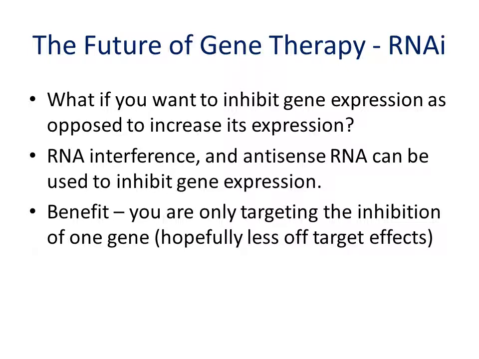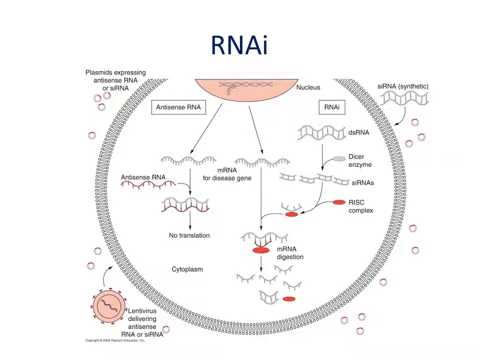The benefit here is that you can target the inhibition of just one gene, and ideally what we tend to see is you get less off-target effects. You aren't inhibiting lots of other pathways. Our bodies have developed a mechanism by which we can rid ourselves of double-stranded RNA. That's because double-stranded RNA is most often derived from viral particles, so it's a way that our cells have developed to protect themselves.